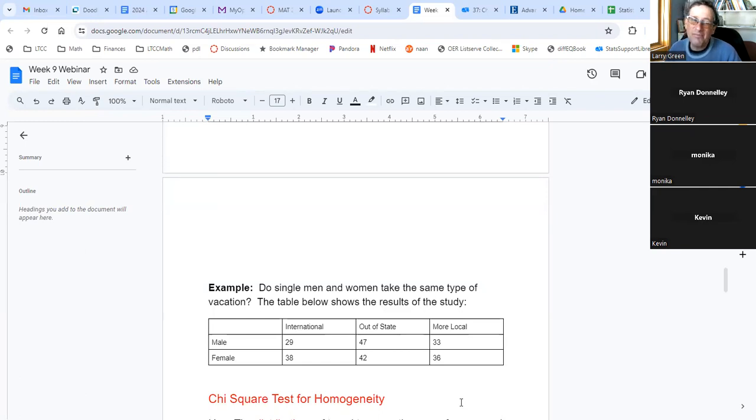Yeah, it's the same distribution in this case. Yeah, that's what homogeneous means. It's the same kind of ingredients or distribution. Okay, so that's what chi-squared homogeneity is all about.